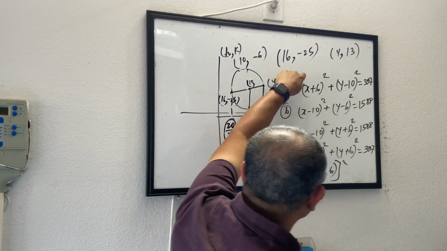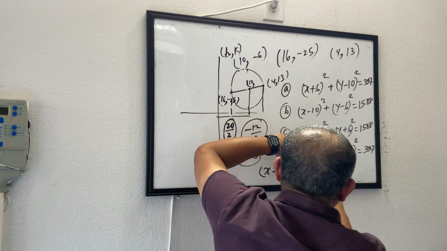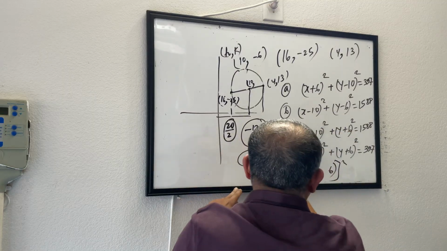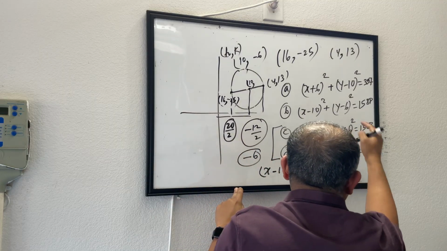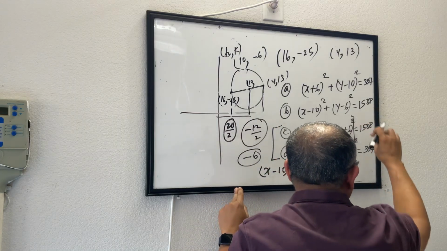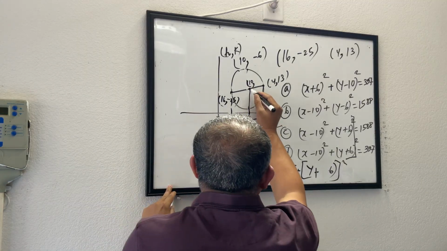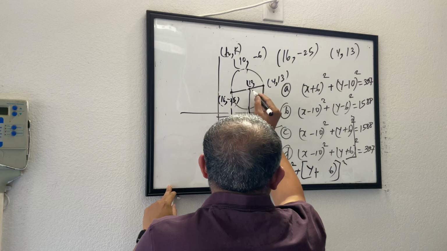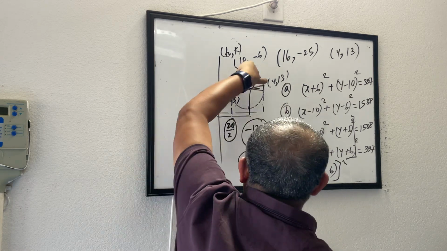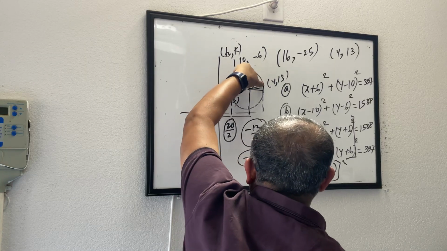Now look at what are the options you have. These two have x minus 10 square, y plus 6 square. What is missing is, now we have to choose between this and this. That is when you will go back to this one and see how much is the length of the radius here. So what is the length of the diameter between the 2 points?